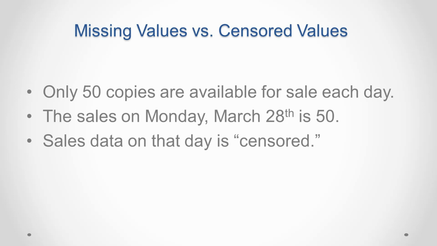After doing more investigation and talking to the store manager, you discover that only 50 copies of the paper are available for sale on that day. This data point is a censored value. The sale on this day is not fully observed because we ran out of inventory. A sales record of 50 suggests that sales can be at least 50. However, you don't know exactly what it would be.